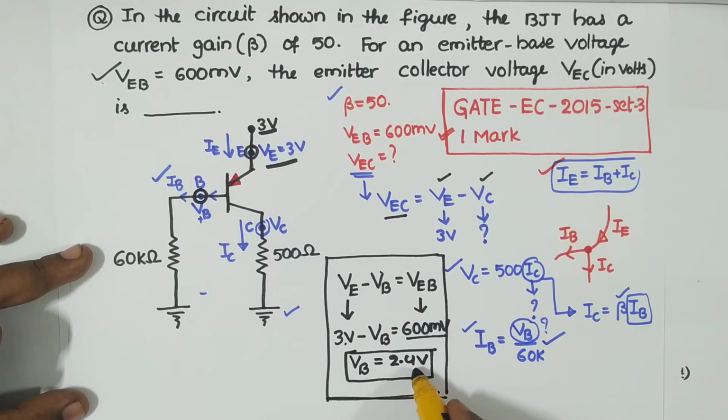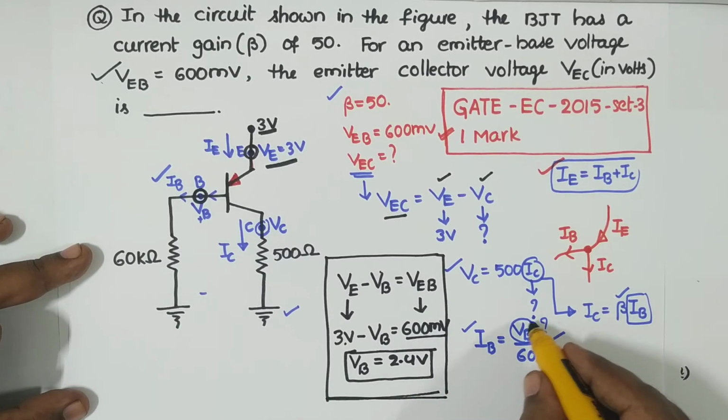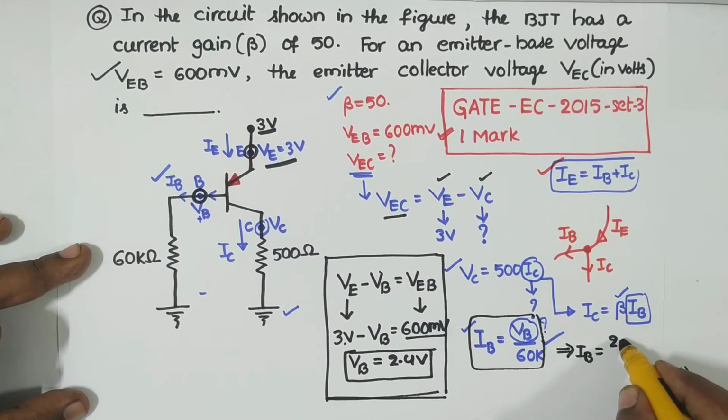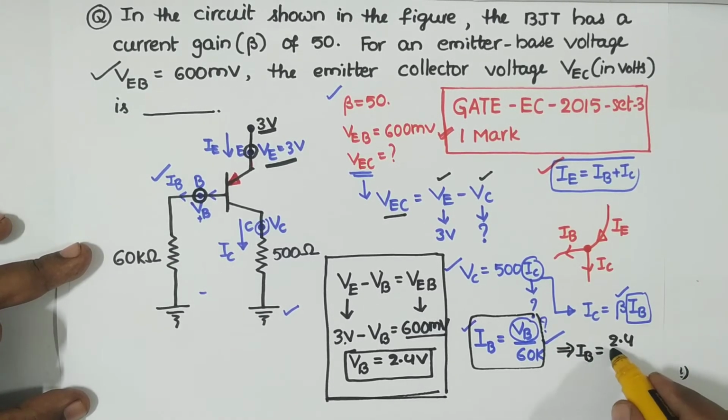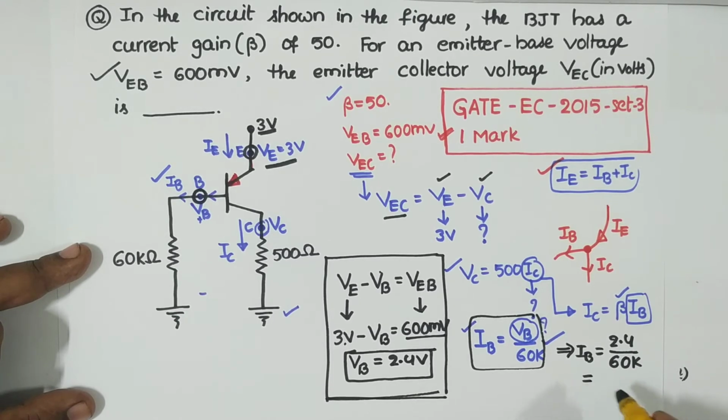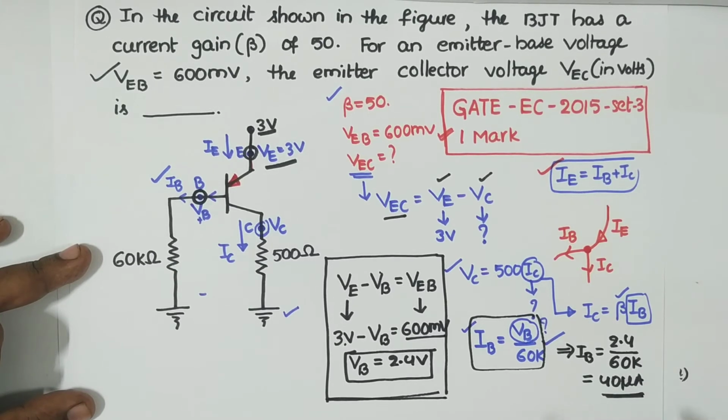So we found VB is equal to 2.4. Now I have IB is equal to this. So IB is equal to what now? 2.4 divided by 60 kilo ohms. If you do this, you would get 40 microamperes. So IB is equal to 40 microamperes.